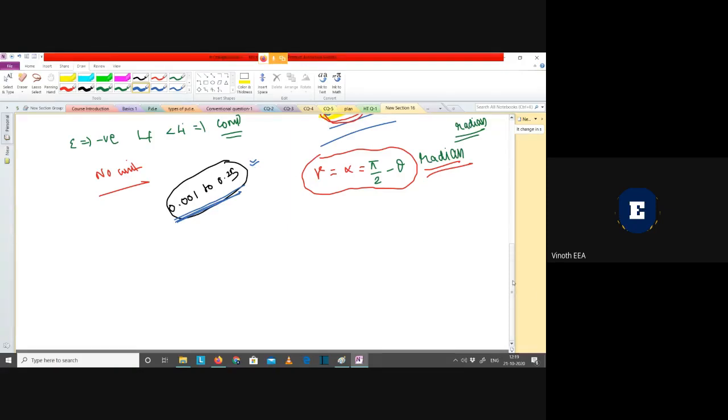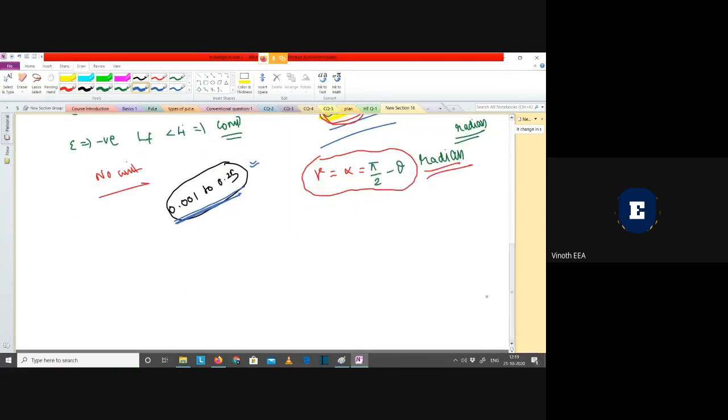And one more thing, this normal strain, we have another unit also. We can represent it in percentage. If you represent in percentage, of course it will be like 1%, 2%, 3%, something like that. Sometimes we will be representing in percentage, but the most familiar unit is no unit, that is mm per mm. Most common unit.